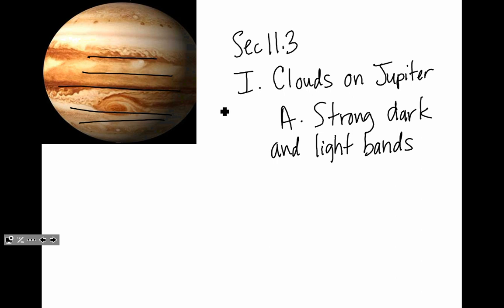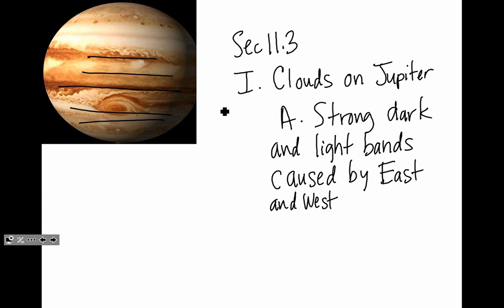And that's caused by strong winds. You've got a really fast moving planet, it's all gas, and it has winds. Even though there's no surface, there's wind within these gas layers in the atmosphere. So these strong dark and light bands are caused by winds that go in opposite directions, caused by east and west alternating winds.